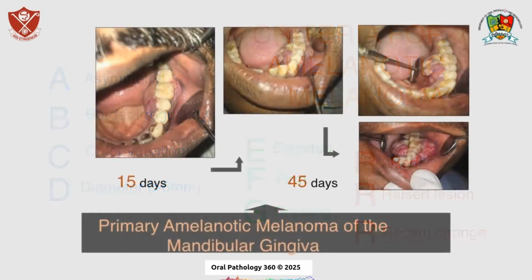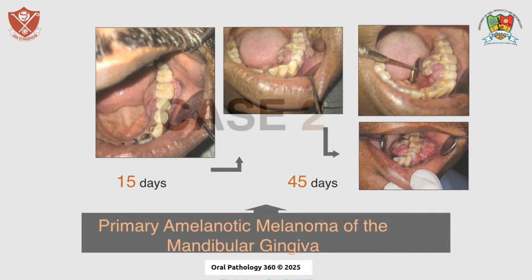So with this, the patient diagnosed with primary amelanotic melanoma of the mandibular gingiva underwent a radical surgery and was kept under follow-up every 6 months. Patient was also rehabilitated with an oral prosthesis. However, the patient succumbed to a recurrence 1 year back. So this was the first case of amelanotic melanoma, where you can see the clear cells and how we can decode it in a case of amelanotic melanoma.